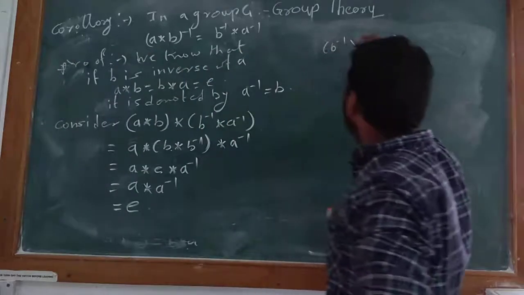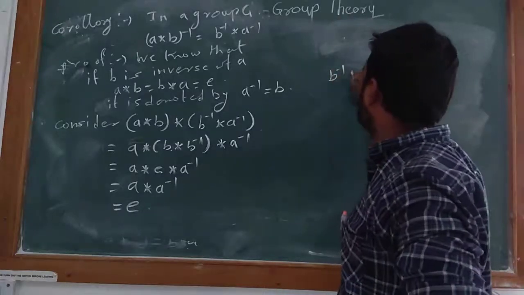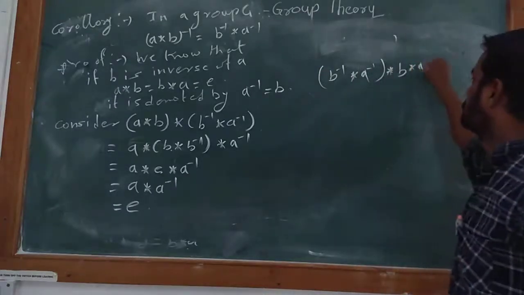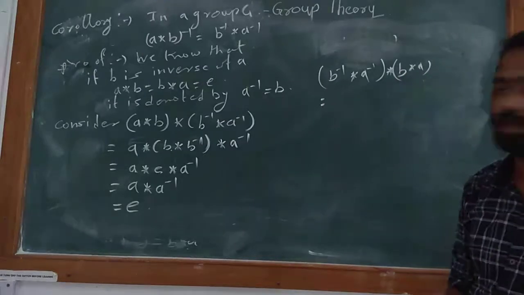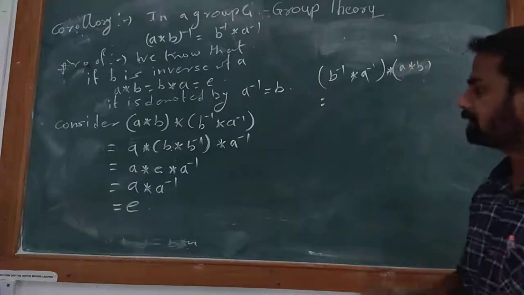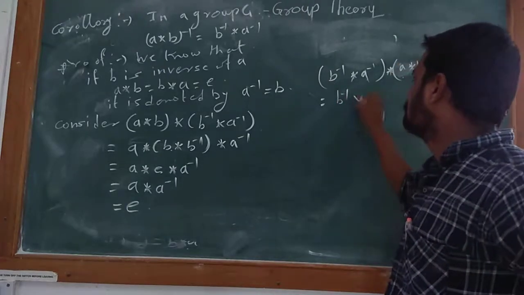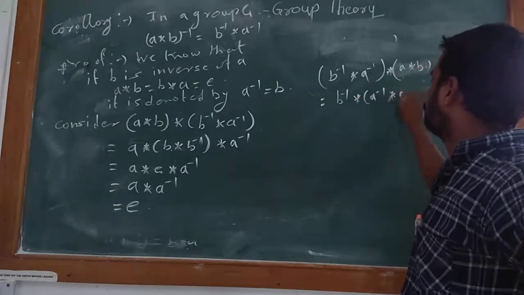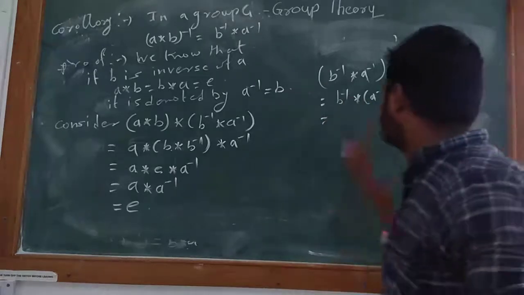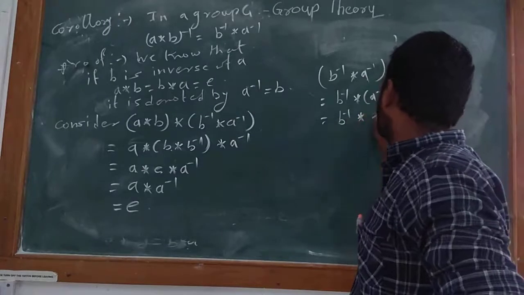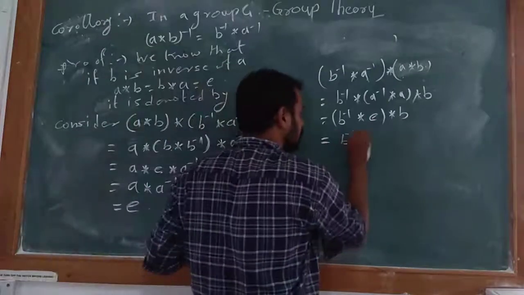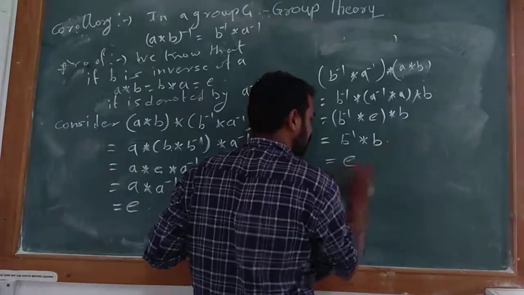Also, B inverse star A inverse star B star A is equal to, by applying associativity, B inverse star A inverse star A star B is equal to A inverse star A is equal to identity. So we get B inverse star E star B is equal to B inverse star B is equal to identity.